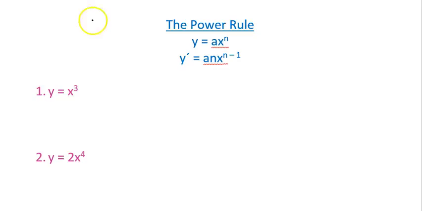So let's do some practice with those. My first example, I have y equals x cubed. So there's an understood 1 in front of the x. So my derivative, I would bring that 3 times 1 is 3. I still have the x, and then I subtract 1 from the power. So my derivative would be 3x squared. Number 2 is similar, except instead of an understood 1, we have a 2. So I take the 4, multiply it by the 2, put down my x, and subtract 1 from the power.